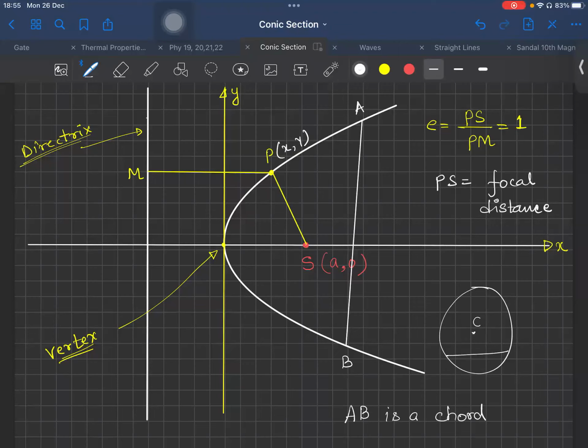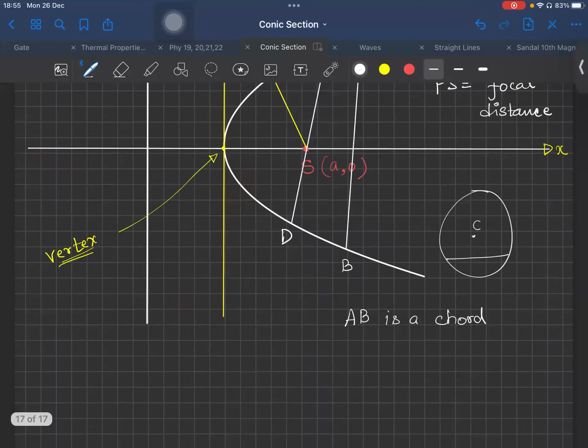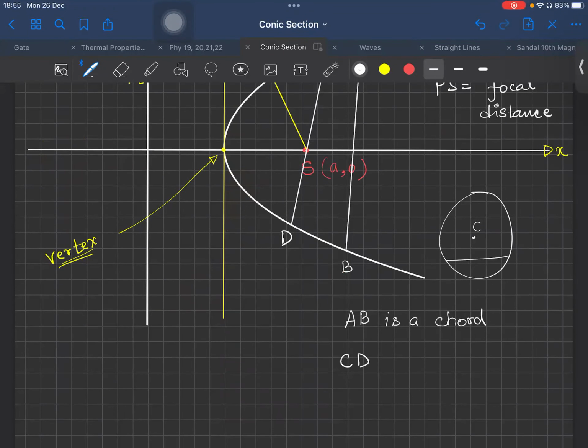Now the chord can pass through the focus also, right? So there can be a line which passes through the focus. Let's draw that. Now this line is passing through the focus, so let's say this line is CD. CD will be called a focal chord because it is passing through the focus.